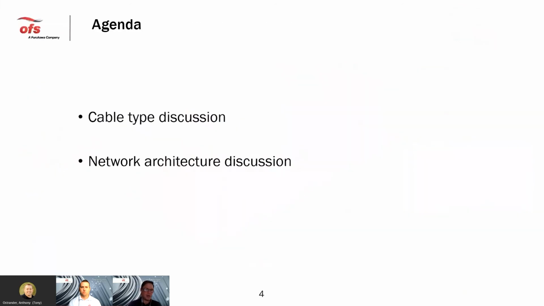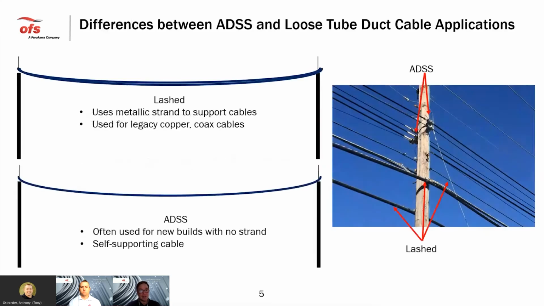So the agenda that we're going to talk through today is, first of all, cable type, and also network architecture. And so I'll just go ahead and get started. In terms of cable type, we're going to primarily be talking about the differences between all dielectric self-supporting and loose tube duct cable applications. So these are two different cable applications that are commonly used by munis and co-ops.